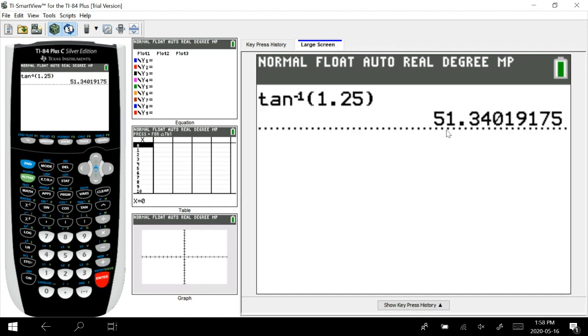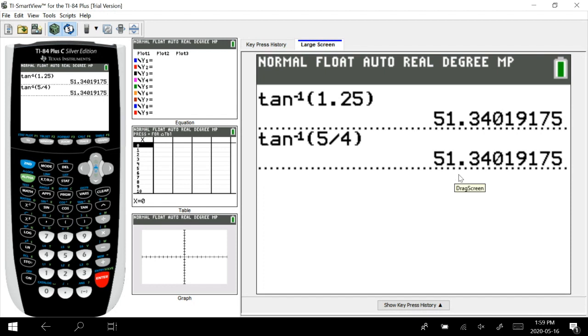We're going to hit enter, and we're going to get 51.3 degrees. Now let's say you didn't convert that 5 quarters into 1.25. I can go ahead, inverse tangent, 5 divided by 4. Now the important part here, particularly if you don't have a graphing calculator, is to make sure that you use those brackets appropriately. Notice I've ended off my bracket here, 5 divided by 4. So inside of the brackets is 1.25, and I hit enter, and I'll still get 51.3 degrees.